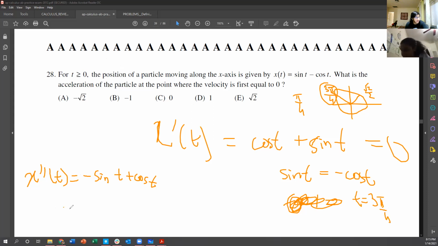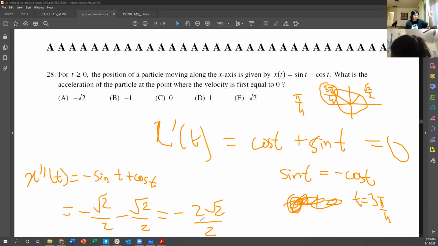Plug 3 pi over 4 in. Sine of 3 pi over 4 is root 2 over 2, so negative root 2 over 2. Cos of 3 pi over 4 is minus root 2 over 2, so that's another minus root 2 over 2, which is equal to negative 2 root 2 over 2, right? Negative apple minus apple is minus 2 apple. Yes, okay. Then you cancel out your 2's, and you get minus root 2. So I would say it's A. 28 is A. Good?